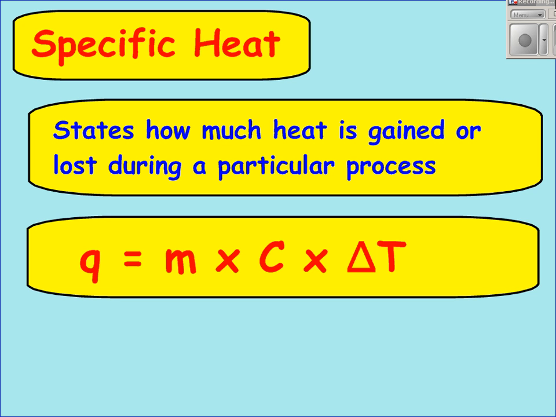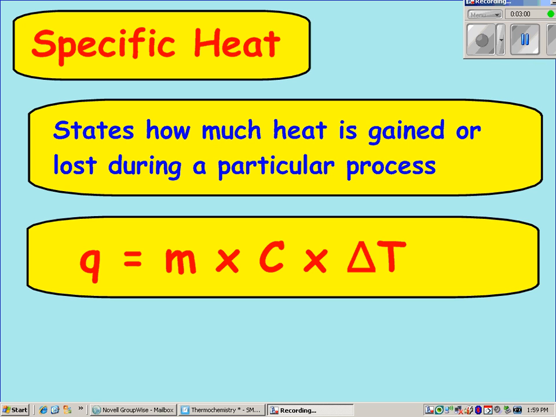When you're looking at specific heat, it tells you how much heat is gained or lost during a particular reaction. Here is the final equation that we get with specific heat. We get Q equals M times C times delta T.